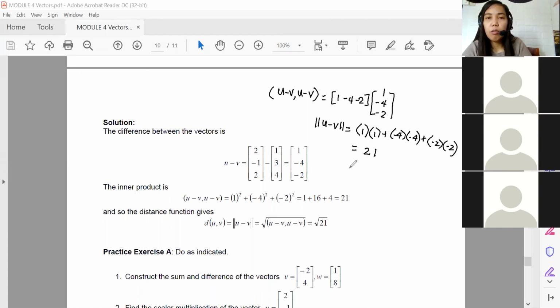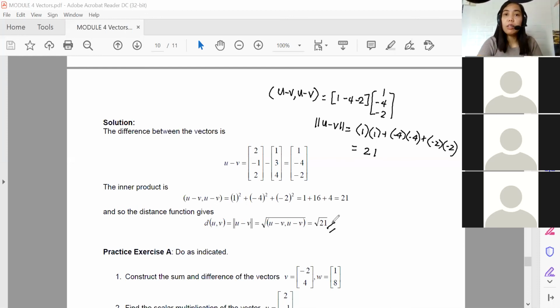To get the distance, the norm of U minus V, the distance function gives the square root of this. Ito ay the non-negative square root. So square root of this, square root of 21. So you will have this.